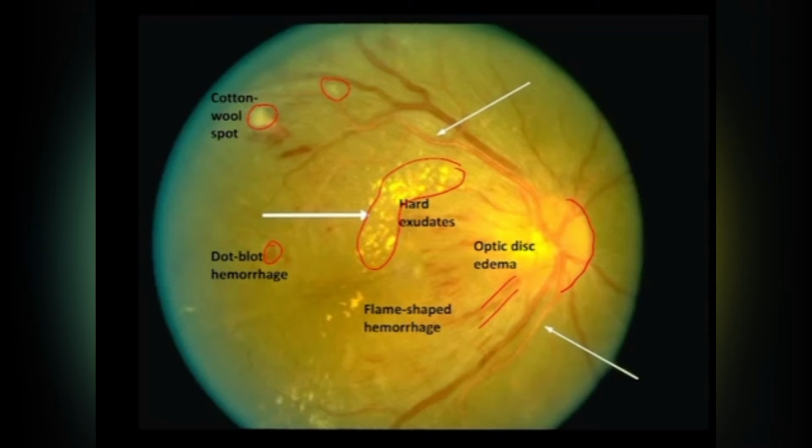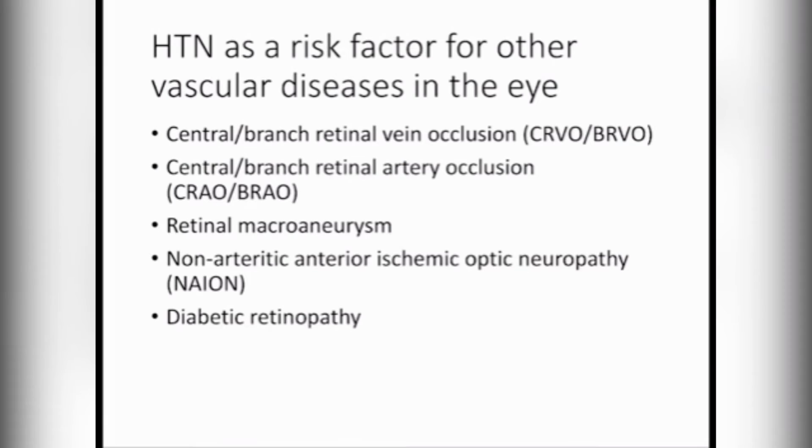Hemorrhages, microaneurysms, and cotton wool spots are associated with concurrently measured blood pressures and are therefore viewed as more transient signs of damage. In addition to having a direct effect on retinal vasculature, hypertension increases the likelihood of developing several other vascular diseases in the eye. Among these conditions are central and branch retinal vein occlusion, central and branch retinal artery occlusion, retinal macroaneurysm, non-arteritic anterior ischemic optic neuropathy, and diabetic retinopathy.